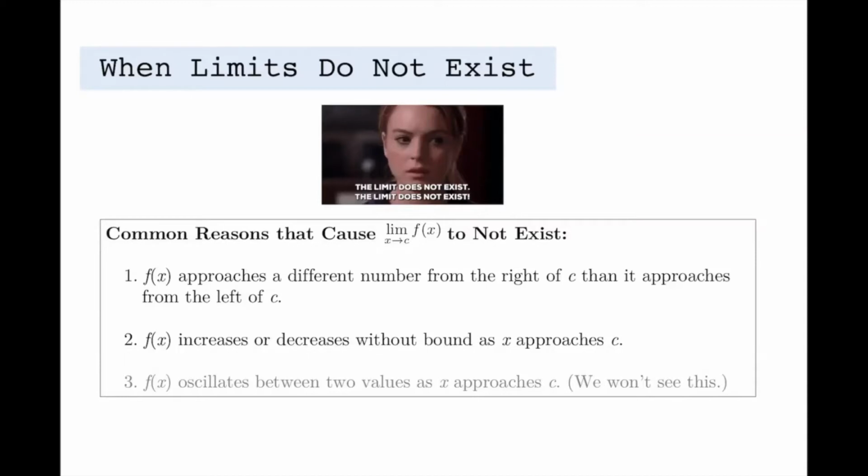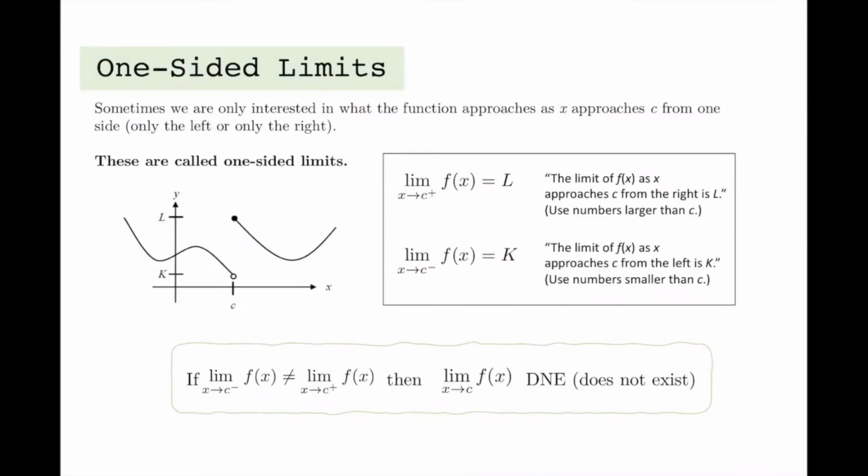If we have a function that approaches a different number from the right and the left side of c, then we have to be able to talk about this behavior. We call this idea one-sided limits. So far, all of the limits that we have been talking about have been what are called two-sided limits. I haven't really called them two-sided limits because we haven't had a reason to distinguish them from one-sided limits. However, now we will. So sometimes when we are only interested in what the function approaches as x approaches c from one side, only the left or the right, we will use what are called one-sided limits.